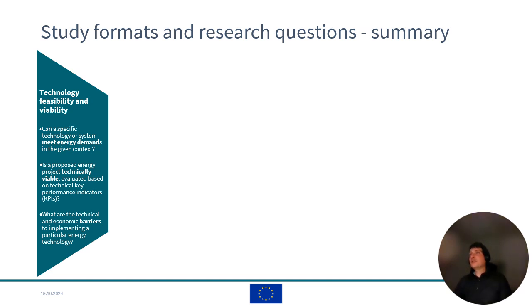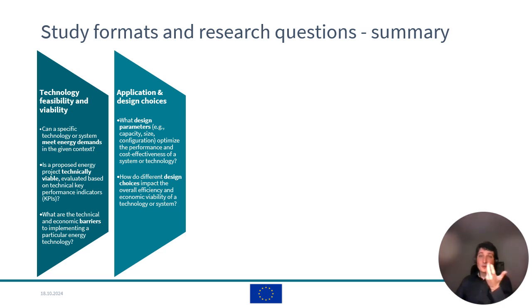Okay, there are different study formats that you can divide your techno-economic analysis into. A very straightforward one is the technology feasibility and viability, where you make a study and check whether this technology or this project, or whatever you're evaluating, makes sense from a technical point of view, if it even works, or if it's not technically viable at all. And also if there are some technical or economic barriers that hinder it, right?